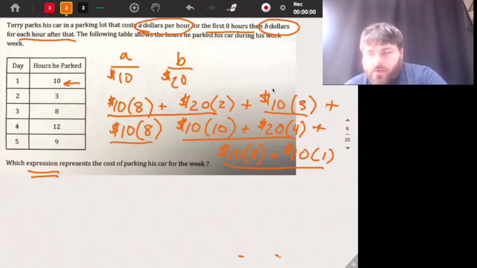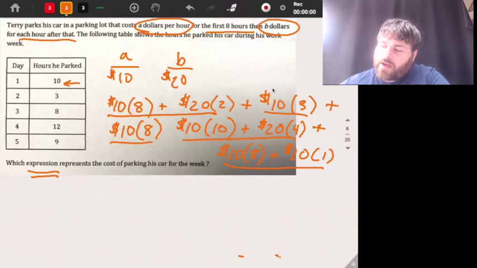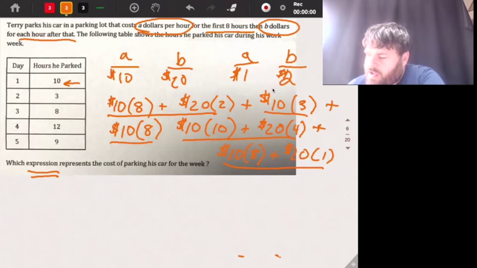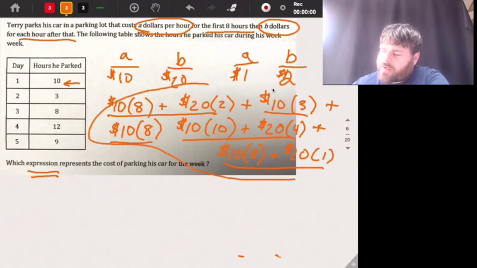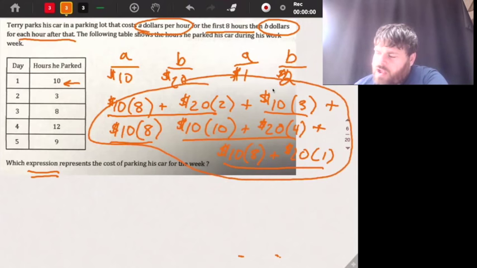So we picked numbers for those variables, right? Now, what if I picked A that equaled $1 and maybe B equaled $2? Well, what would change in this expression? Because I've got an expression right here that represents the total cost. What would change? Would the hours change? No, the thing in the parentheses wouldn't change. It'd be the cost. So that number in front would change.